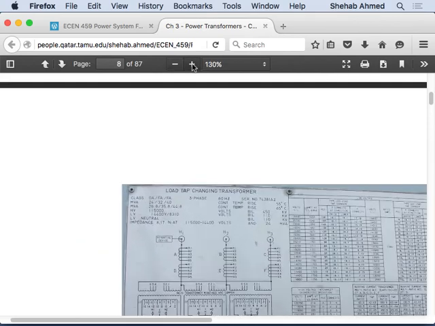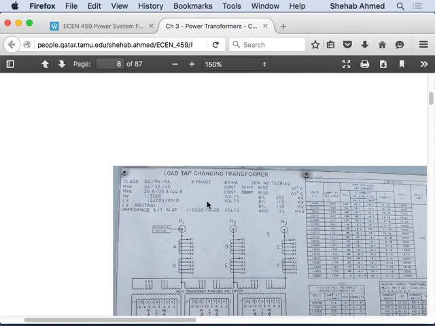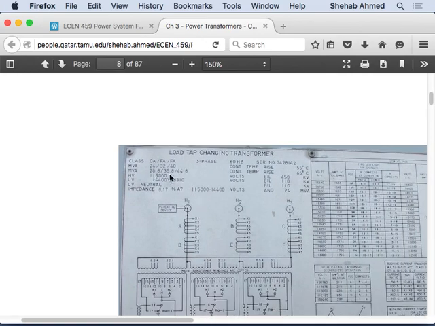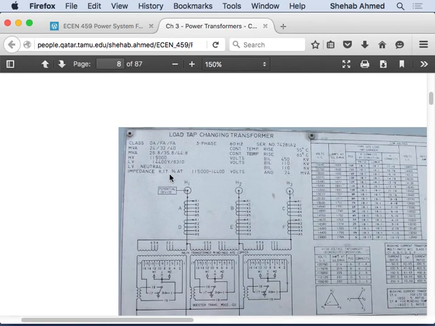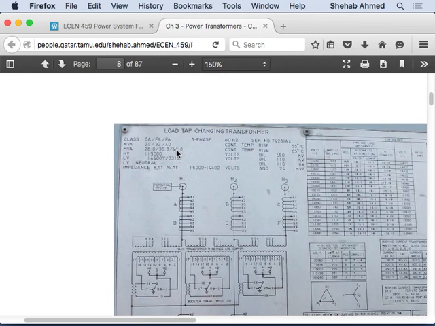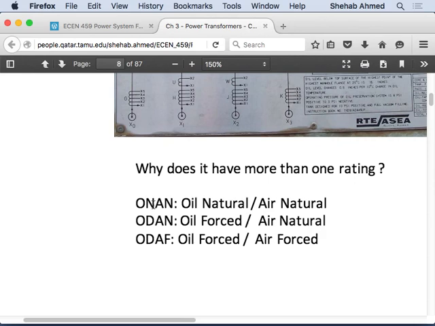So let's see. This is the 3 rating stuff that I was talking about. For example, this is called the load tap changing transformer. I'll talk about what this means. And it has 3 ratings: 24 MVA, 32 MVA, and 40 MVA, right? Not at the same time. It just means that depending on the cooling system that you're operating with, it will have either this or that rating. And here there's the list of the different types of cooling systems.